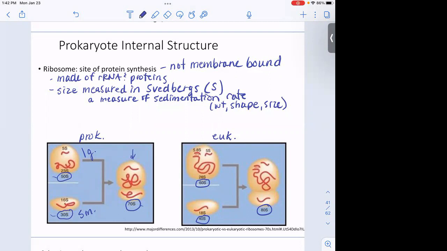Okay, I said that it was made of RNA and proteins. So the little bits of RNA are the little red lines there. This 16S ribosomal RNA is the segment that Woese and Fox sequenced in order to come up with their taxonomic scheme of domains. Okay, so again, just those ribosomal RNA and then lots of proteins in there.